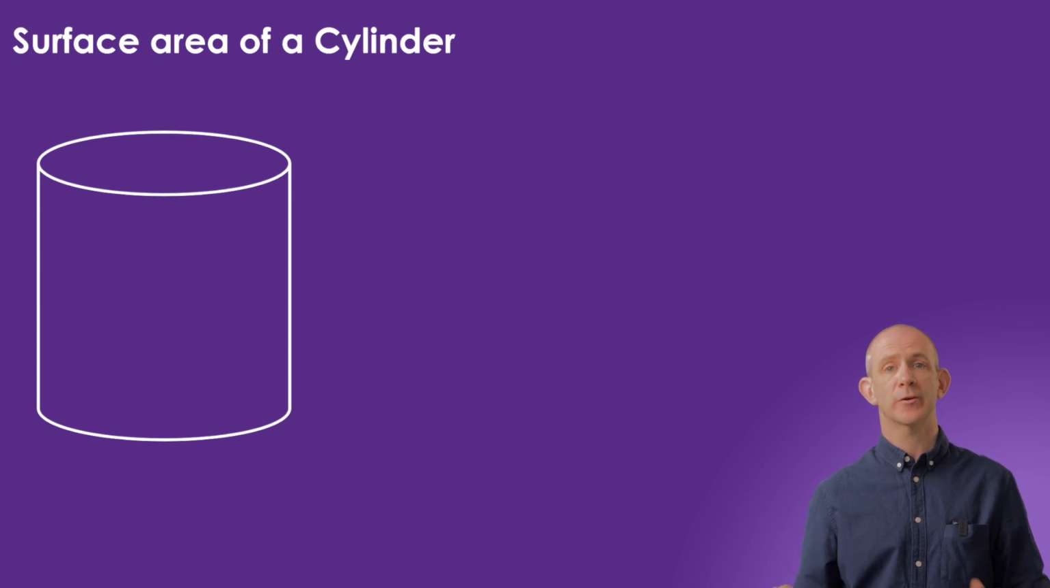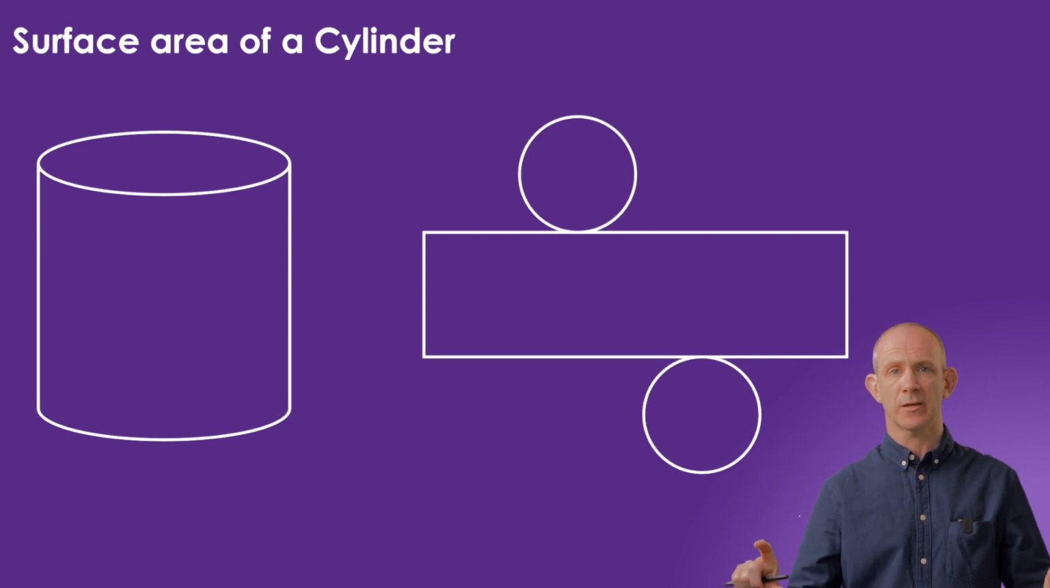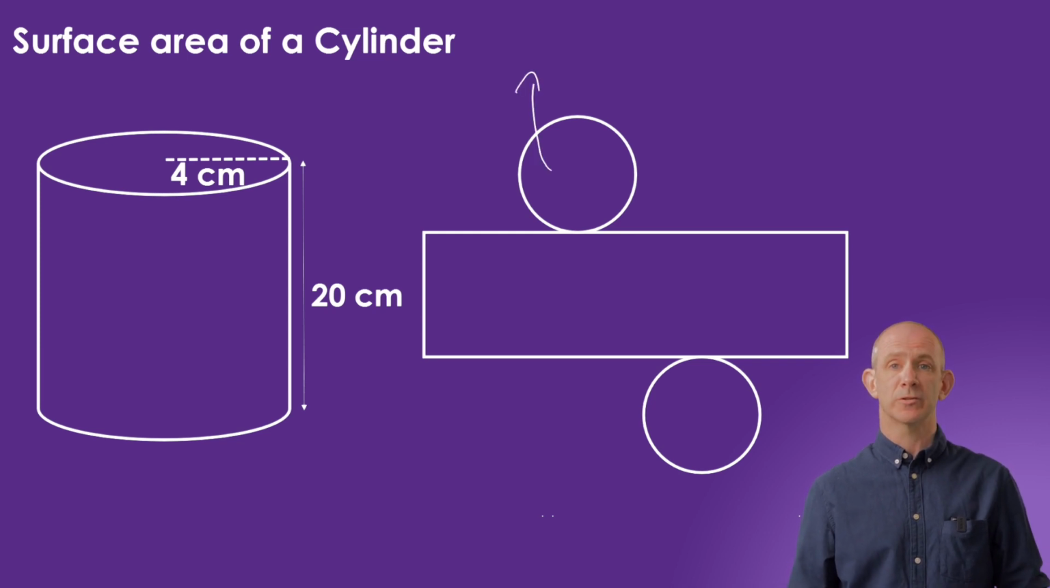So we're going to find the surface area of this cylinder. If we were to open up this cylinder, we'd end up with 2 circles, one at the top, one at the bottom, and a very long rectangle. The reason for the length of this rectangle is it will be just over 3 times the diameter of the circles, as it will be the same length as the circumference of the circles at either end. The width of the rectangle is going to be the same as the height of the original cylinder.